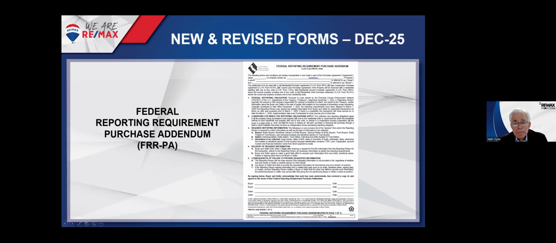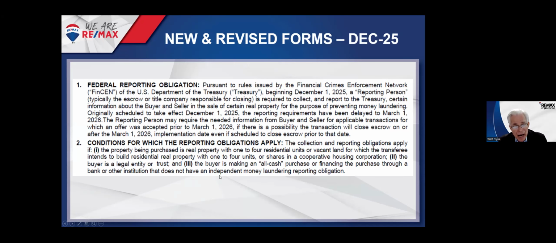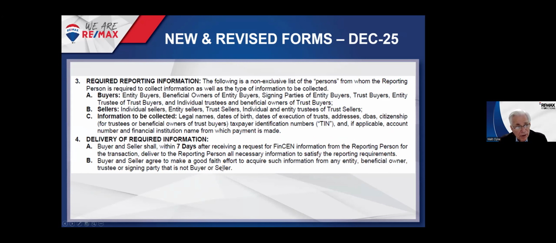So this form, pay attention to that. It discusses the obligations to report. Look at March 1, when now the reporting must occur. And the parties have to provide the information that the escrow asks of them, and they agree to this. It's an addendum, so they're agreeing to do it. There are certain buyers and all sellers who are asked, and certain buyers who are required, to provide this information, that escrows are required to report when certain buyers are buying the property. And that's basically entity buyers or beneficial owners of entity buyers, signers for entity buyers, trust buyers.